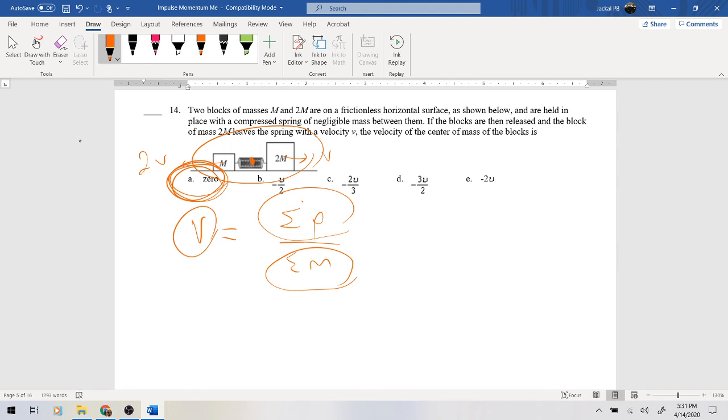So the velocity of the center of mass is just zero. But if they were asking for the velocity of m, you could just say 2v, because the other block has twice the mass. To compensate for that, it just needs to have double the speed.